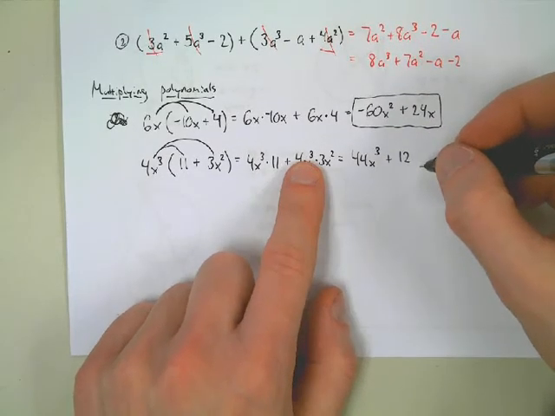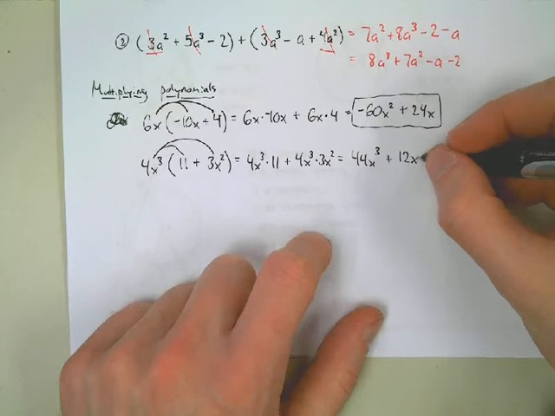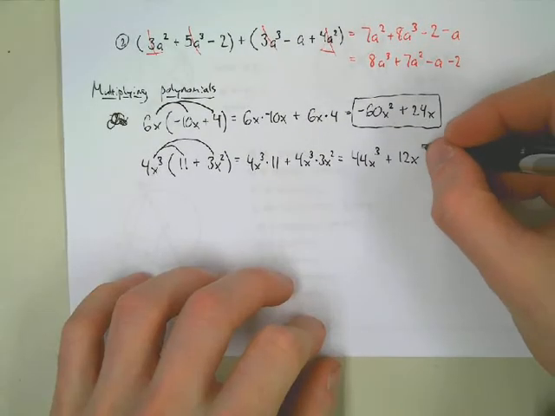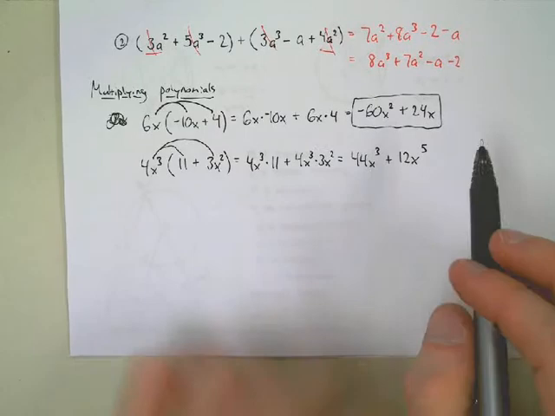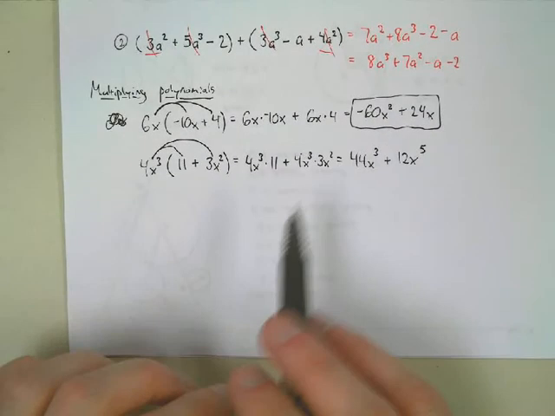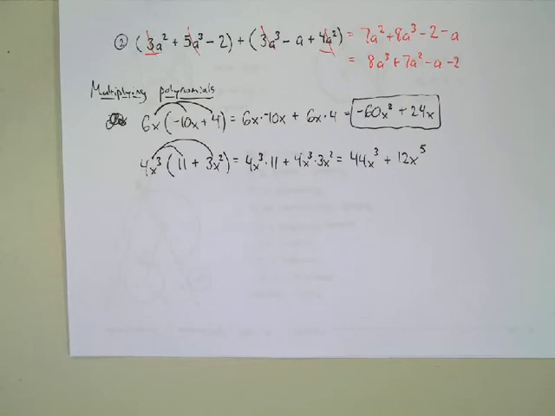When you're multiplying the same base, you add their exponents. So x is being multiplied by x, so you add the exponents to combine them. Are these like terms? No. So we're done.